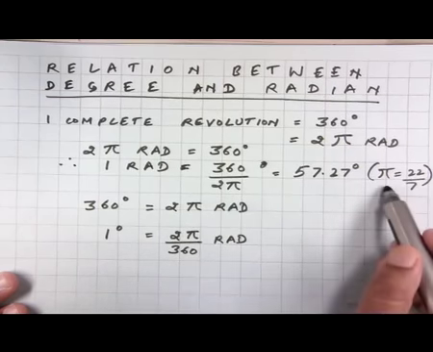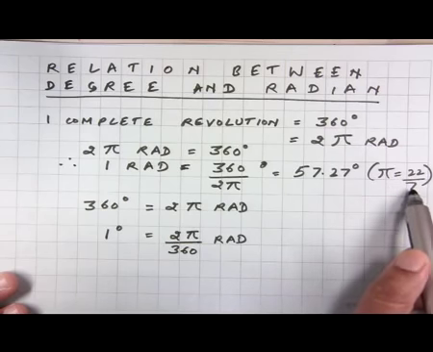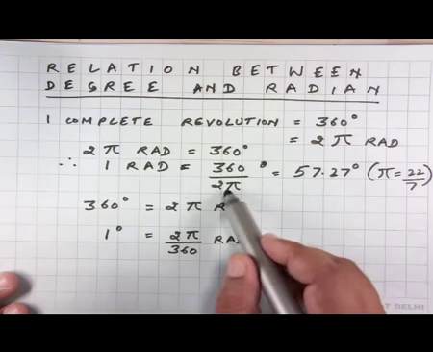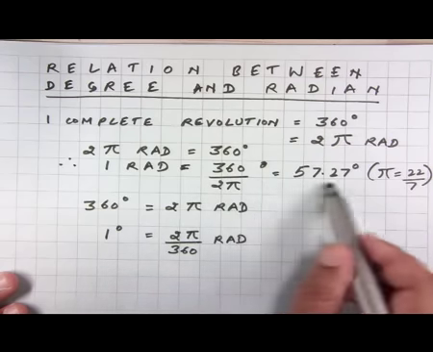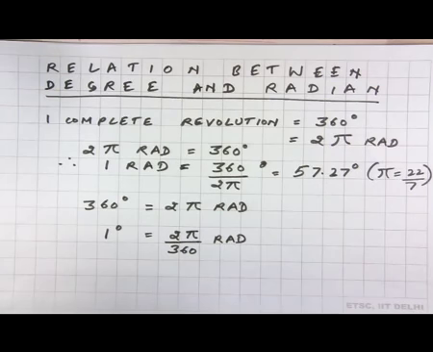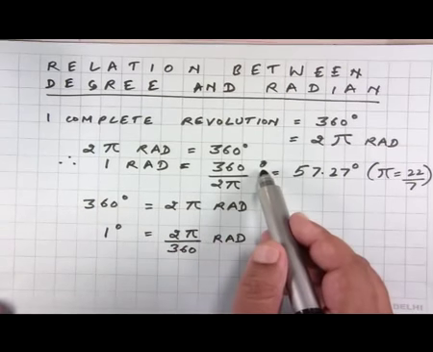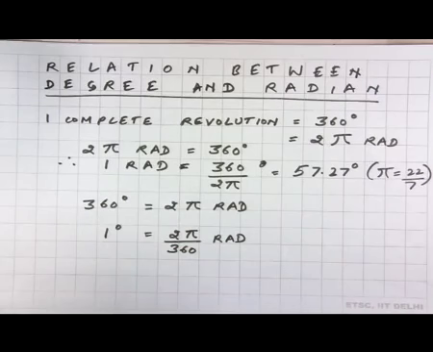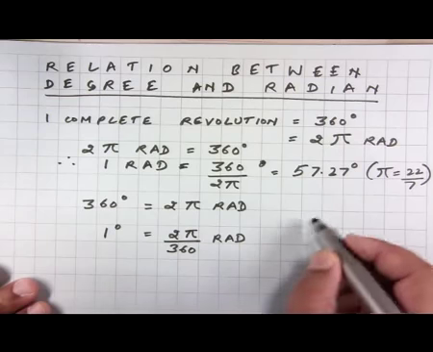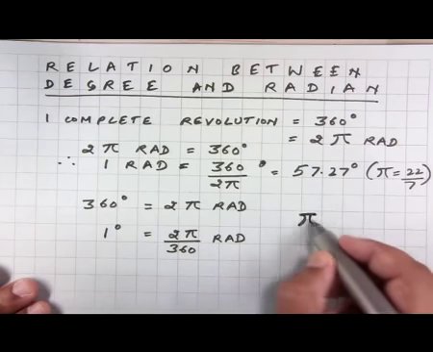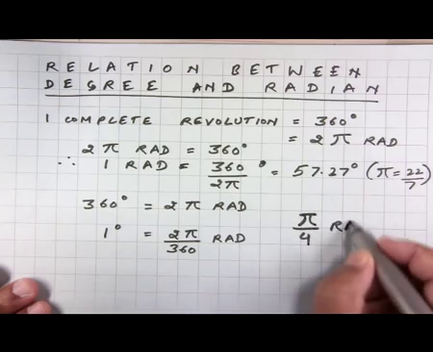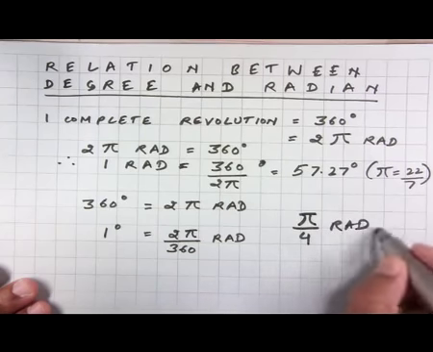So, if you use the approximation that pi is equal to 22 by 7, which is an approximation, you just get 360 divided by 44 by 7, which is approximately 57.27 degrees. So, this formula here, 1 radian equal to 360 by 2 pi degrees, will give you a conversion from radians to degrees. So, for example, if I ask you how much is pi by 4 radians in degrees?